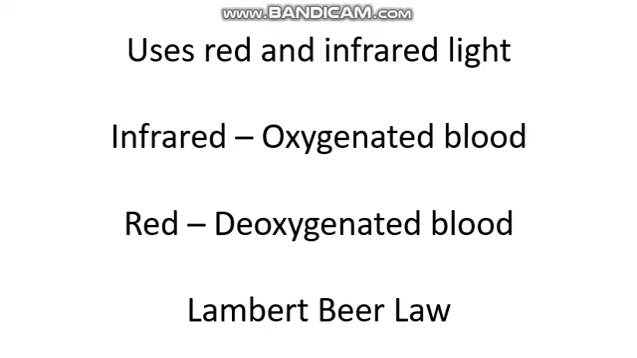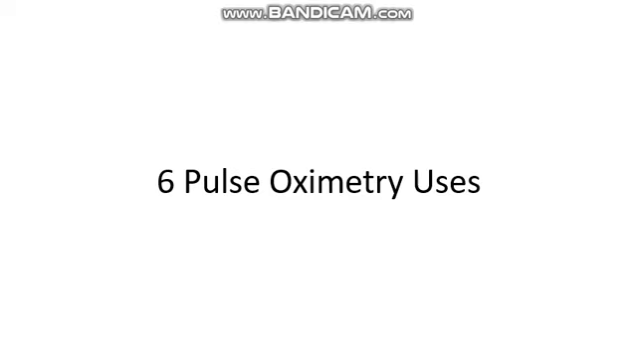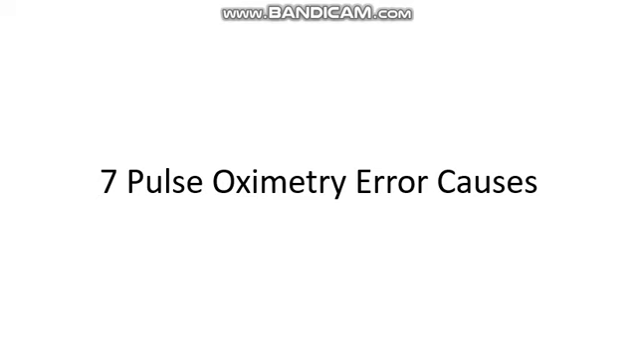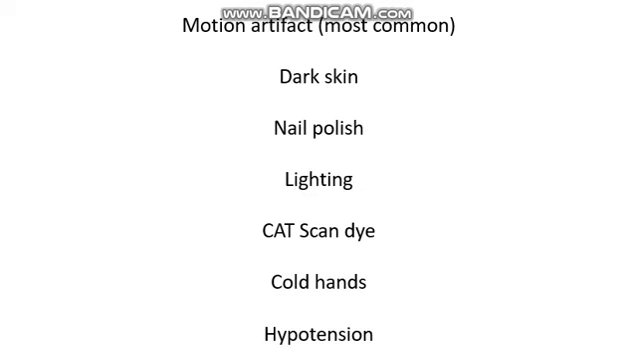The pulse ox uses red and infrared light. The infrared absorbs more in oxygenated blood, whereas the red absorbs more in deoxygenated blood. This is all part of the Lambert-Beer law. The 6 main pulse oximetry uses are: during transport, during anesthesia, during sleep studies, while in ICU, for O2 therapy, and post-surgery. 7 pulse oximetry error causes are: motion artifact, which is the most common, dark skin, nail polish, lighting, CAT scan dye, cold hands, and hypotension.